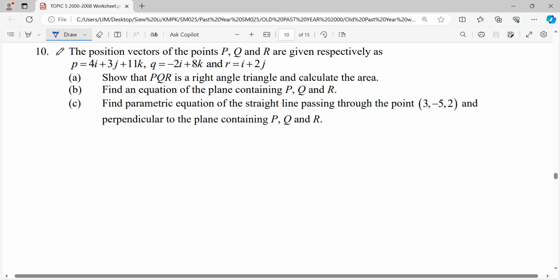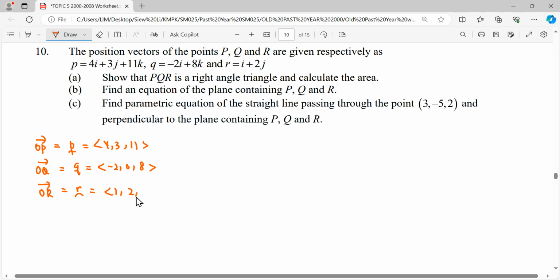Hi everyone. For this question, it said the position vectors of the points P, Q, and R are given respectively as below. So from here, it means that OP is equal to vector P, which is (4, 3, 11). Meanwhile, OQ equals vector Q, which is (-2, 0, 8). And then OR equals vector R, which is (1, 2, 0).